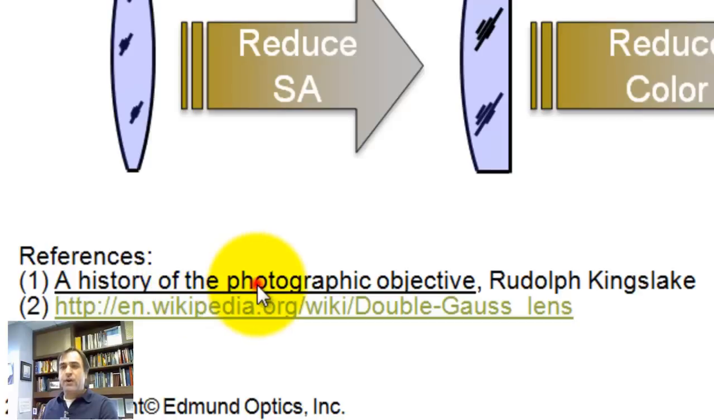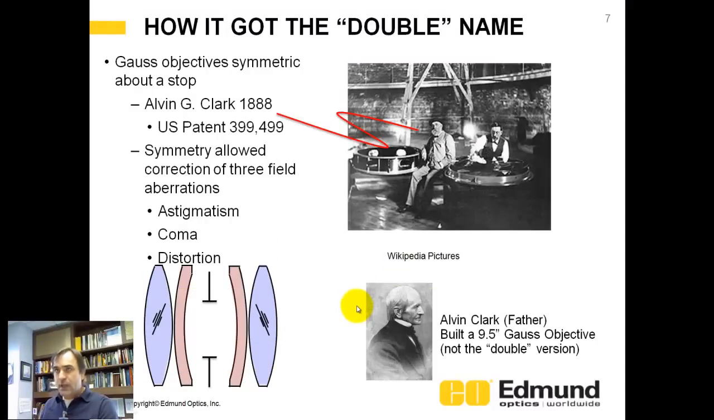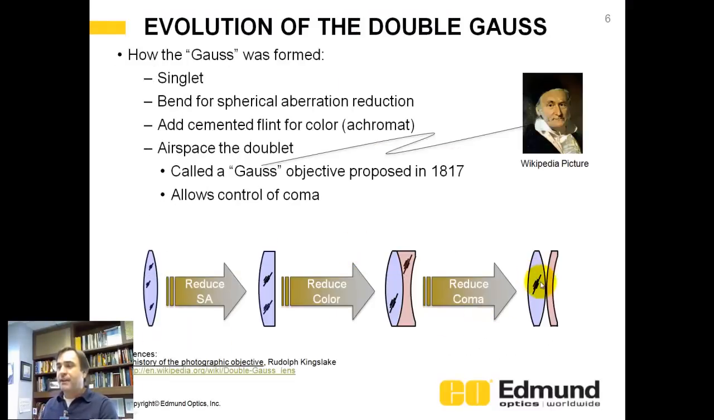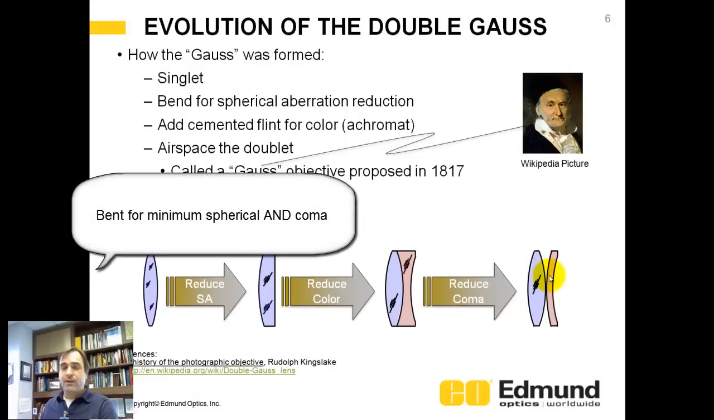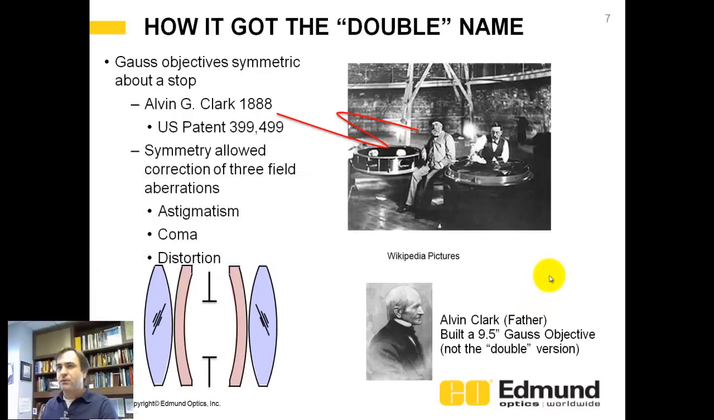A History of the Photographic Objective by Kingslake, and also Wikipedia has a great write-up on this. So how did it get its double name? Let me just go back and say the Gauss is an objective. It's an airspace objective where the crown and flint are bent for minimum spherical.